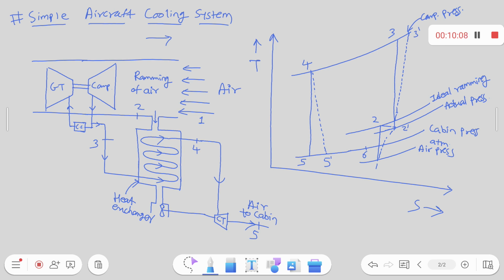right? Now let us try to understand each process and the formula involved in each process, right? This point is very important. If you understood this, you can understand all the aircraft cooling systems. There are 4 aircraft cooling systems: simple, bootstrap, reduced ambient, and regenerative. Right? So the formulas are the same, only the arrangement is different. So please try to understand the formula here only. Okay.